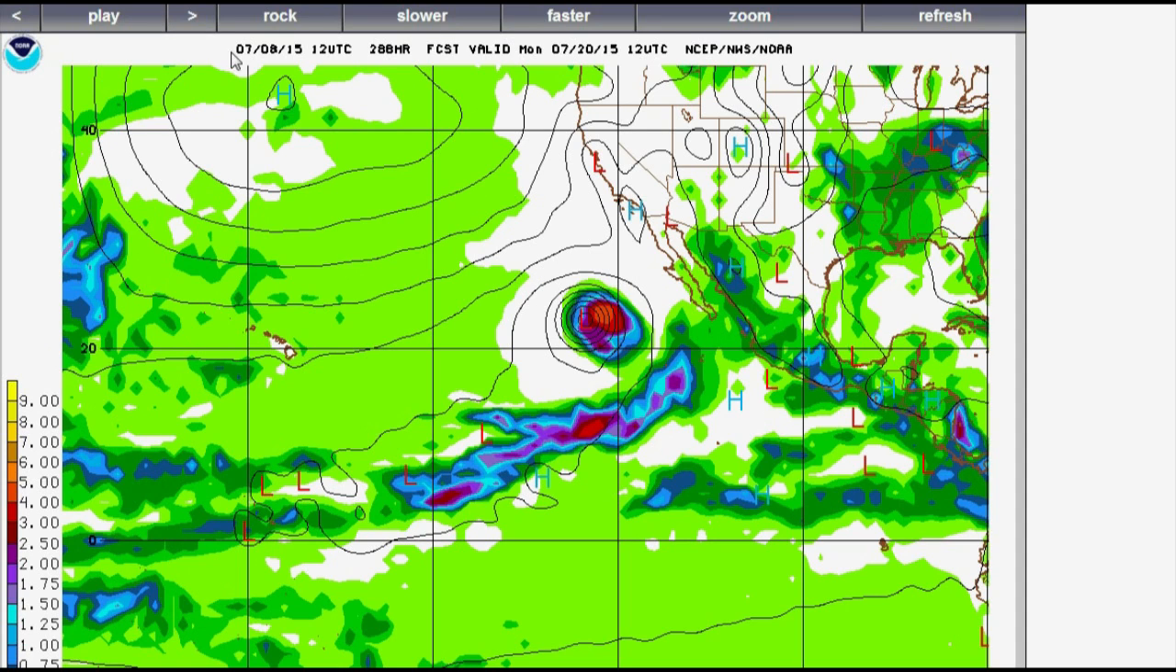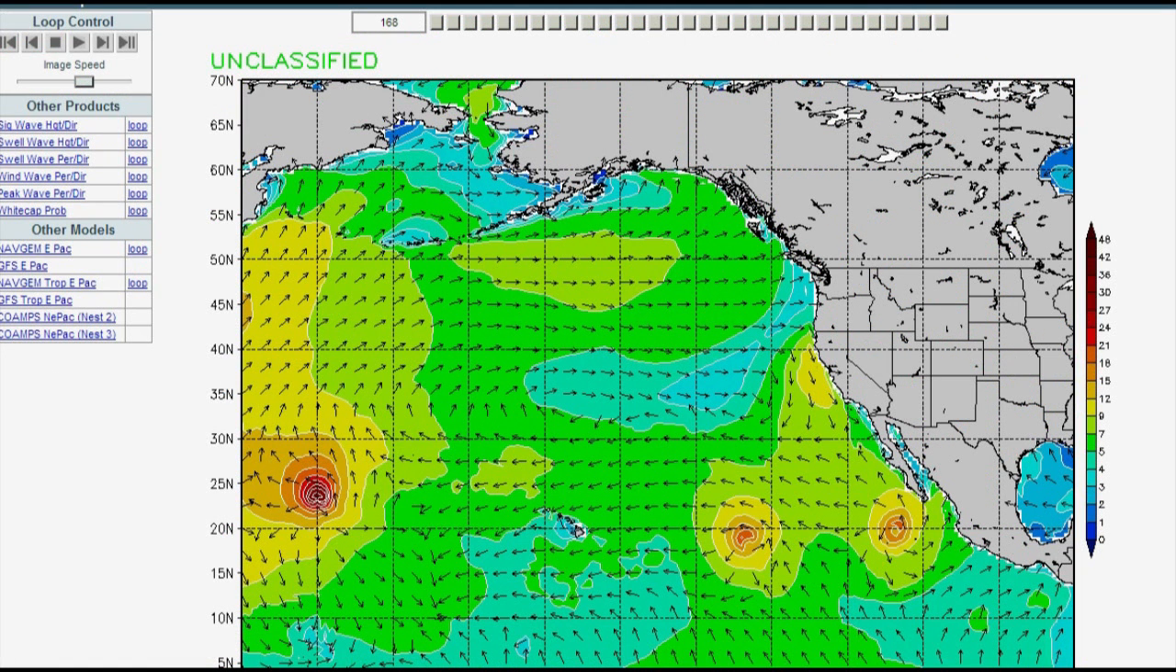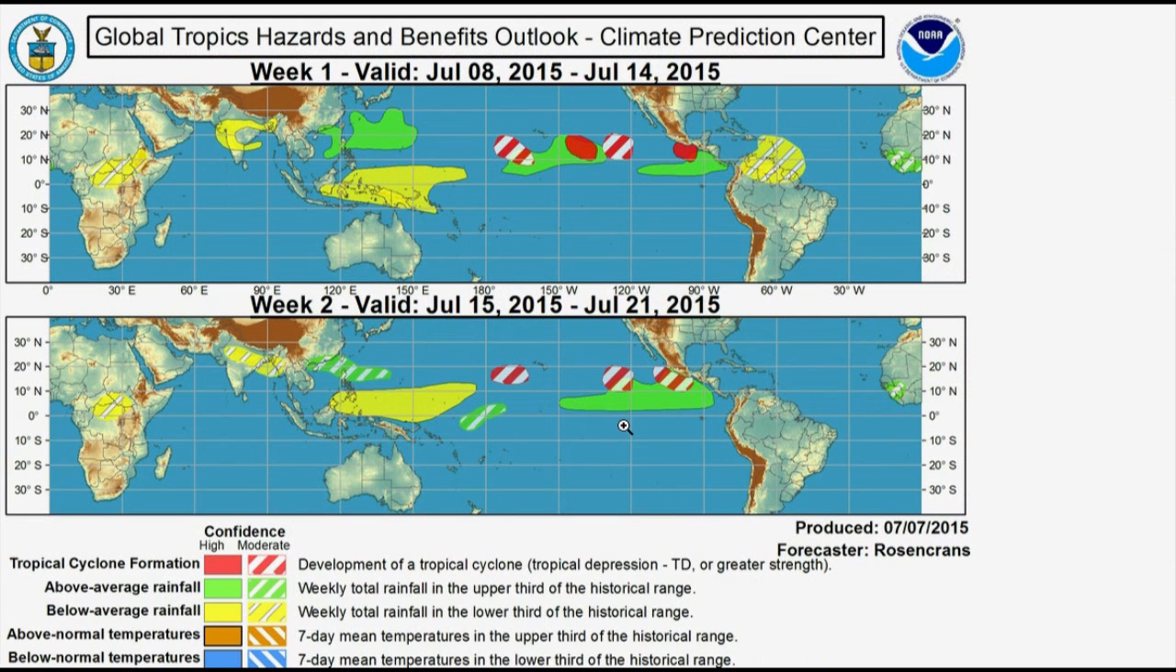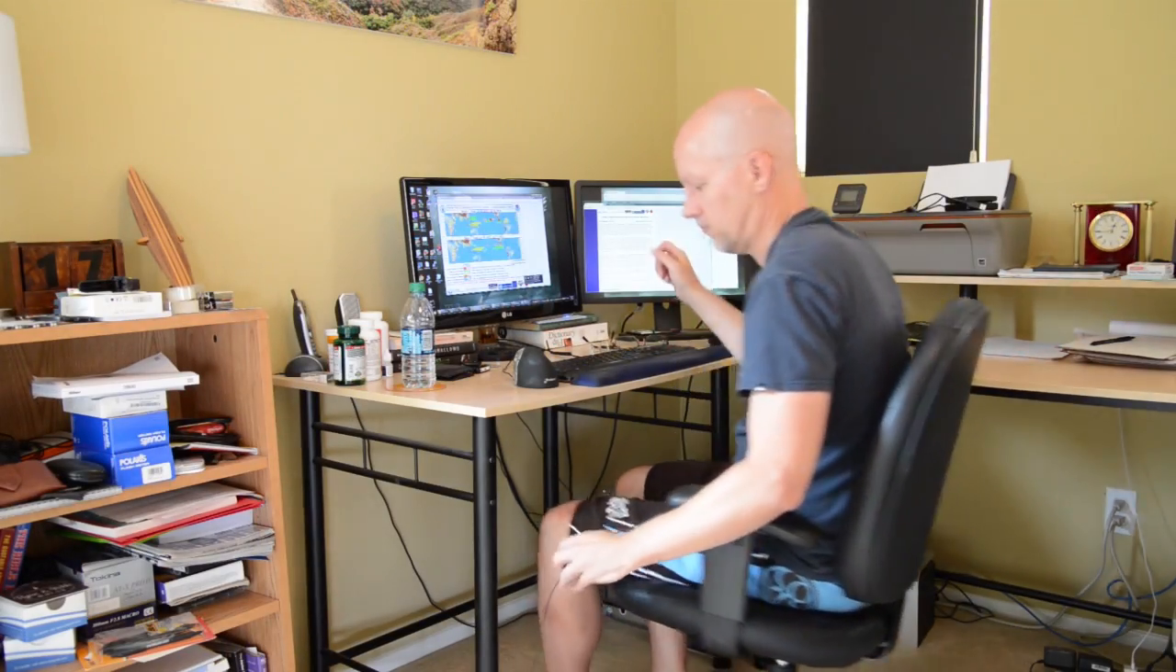But what we are seeing is that, according to the weather models, according to the wave models, and according to everything that we're seeing on the climate forecasts, things are starting to come in line for seeing something pick up toward the second part of July. So that's how things are looking right now.